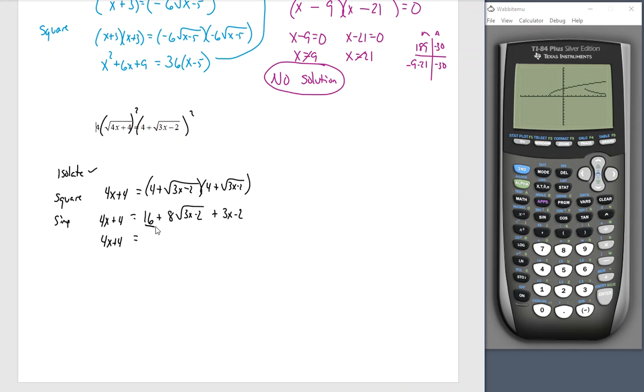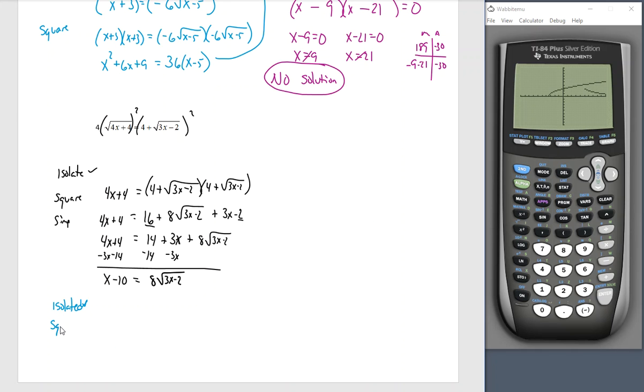4 times 4 is 16. 4 times this square root and 4 times the exact same square root makes plus 8 square root of 3x minus 2. And then plus times plus is plus. Square root times square root just gives you the radicand, the thing on the inside. 4x plus 4 equals, now 16 and minus 2 is 14, plus 3x, x plus 8 square root of 3x minus 2. Let's subtract 14 from both sides. Let's subtract 3x from both sides. We'll end up with x minus 10 equals 8 times the square root of 3x minus 2. Again, isolate. I should probably put that step up here. Isolated. There we go. Isolated. Check mark.